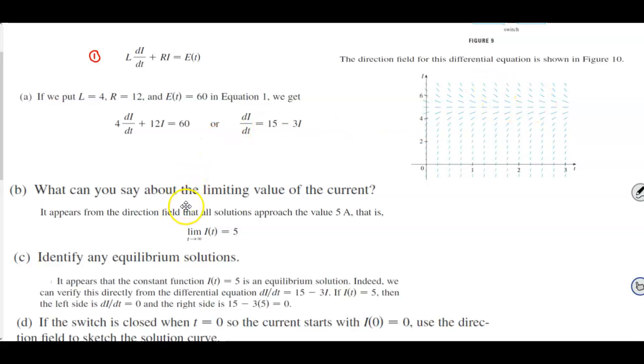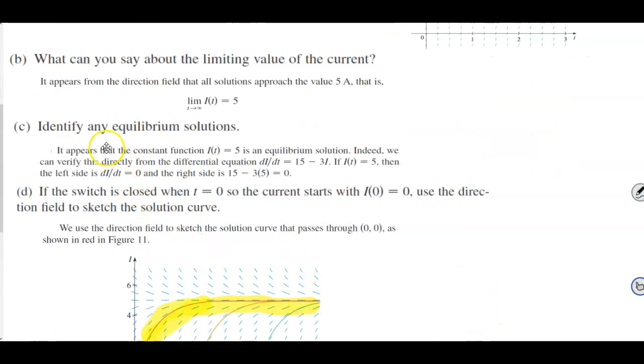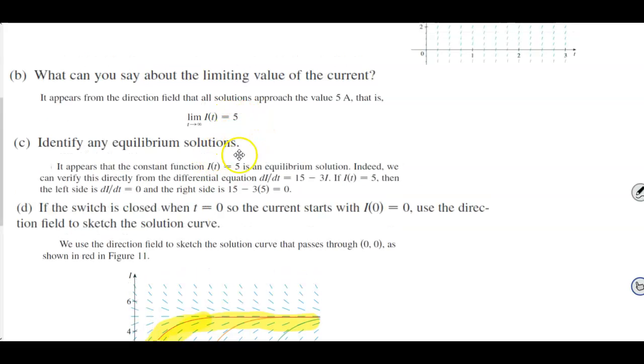So what can you say about the limiting value of the current? Well, it appears from the direction field that all solutions approach the value 5 amps, and that is the limit: as t approaches infinity, the current I of t is going to equal 5. And so in part C, we want to identify any equilibrium solutions. So it appears that the constant function I of t equals 5, because that's where the limit is, is an equilibrium solution.